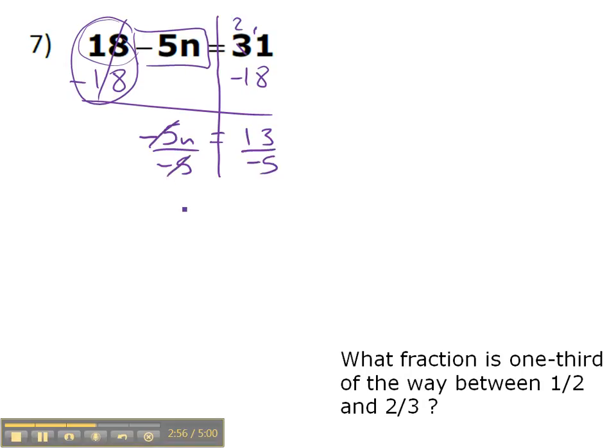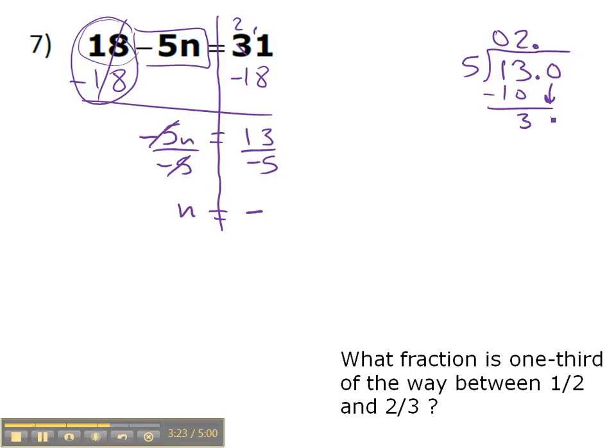Because negative 5 over negative 5 is 1, so we get n on the left, which is what we want, equals 13 divided by negative 5. We know this quotient will be negative, so we just need to figure out what 13 divided by 5 is. There are 0 5s in 1, there are 2 5s in 13, 2 times 5 is 10. Subtract, we get a remainder of 3, but I want to keep dividing, so I can add a decimal and a 0 because that doesn't change the value. 13 is the same as 13.0, and then I line up a decimal in my quotient, bring down the 0. There are 6 5s in 30, so we're done. 2.6, so n is negative 2.6.